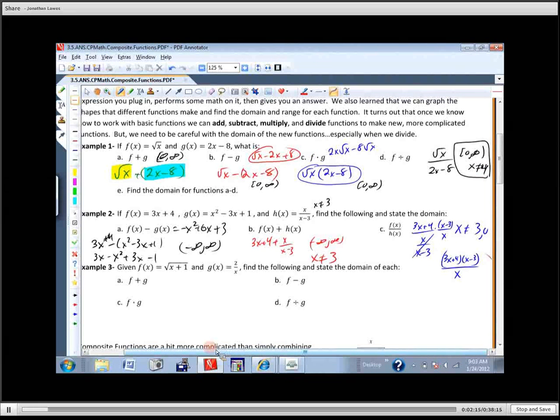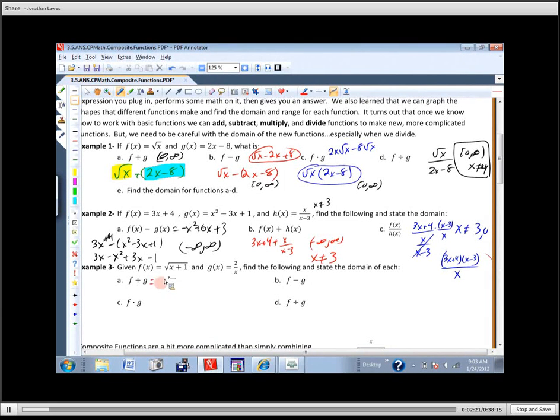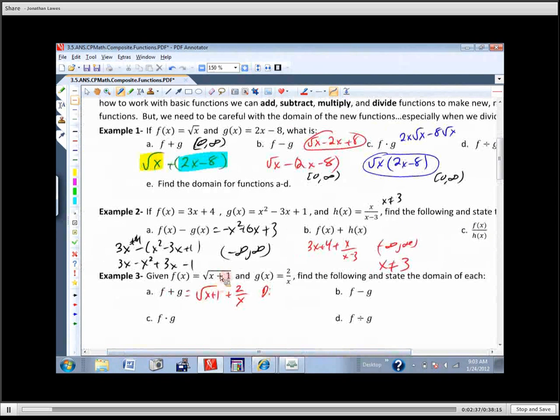Okay, so let's see. It says find the following and state the domain for each. So this one is just going to be the square root of x plus 1 plus 2 over x. That's it, but the tough part is figuring out the domain. So I'm going to blow this up just a little bit. What's the domain for this one?